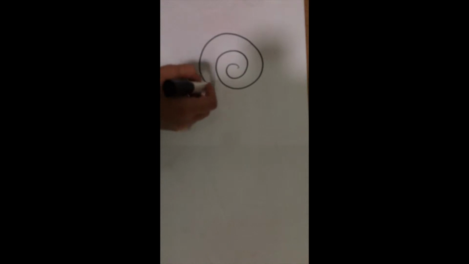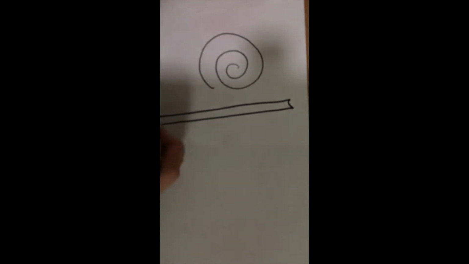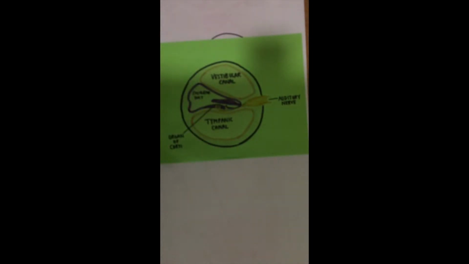So if you're thinking of the shape of a snail shell, it's about the similar shape of a cochlea. And then if you wind it out into one long piece and take a cross section, this is what we'd be looking at. This is a cross section of the cochlea, and the cochlea is divided into three separate chambers. There's the vestibular canal, the cochlear duct, and the tympanic canal.